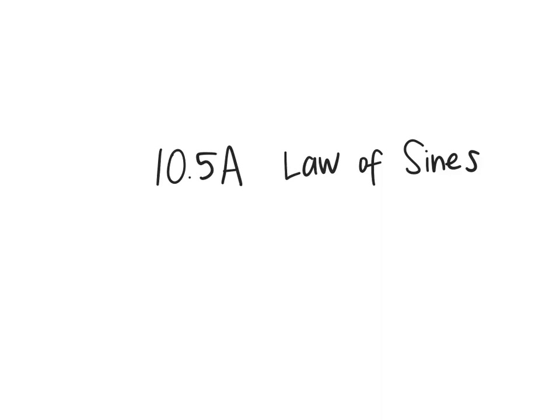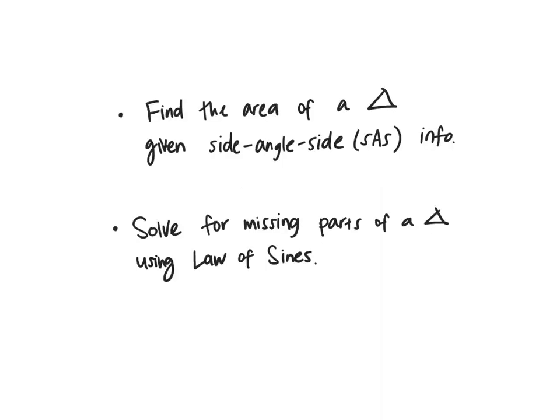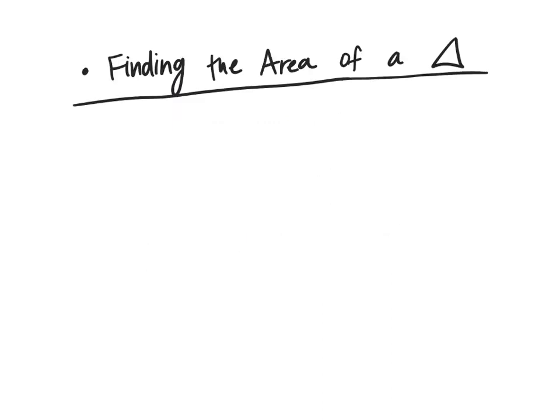10.5a Law of Sines. In this section, we're learning how to find the area of a triangle given side-angle-side (SAS) information, and solve for missing parts of a triangle like angles and side lengths using something called the law of sines. Let's talk about finding the area of a triangle.